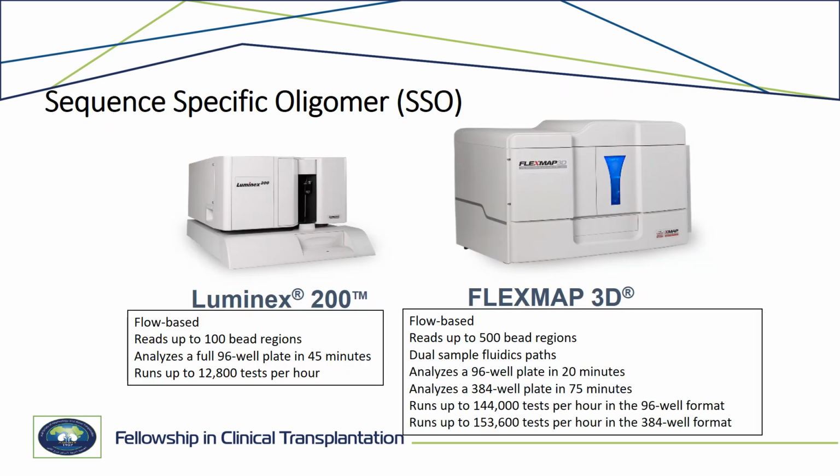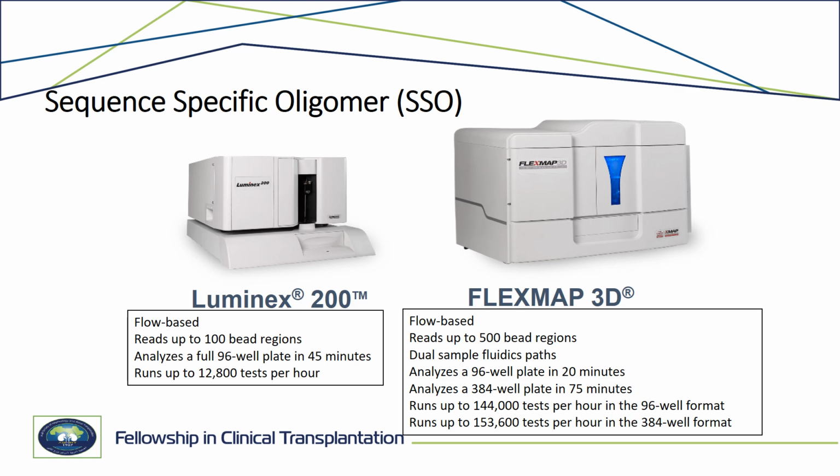So the first method of HLA typing by molecular method is the sequence-specific oligomer, and we will get into much more detail in the next few slides. This is just a picture of the machine that we use in the lab for doing this method of HLA typing. There are two common machines. One of them is the Luminex 200 and the other one is called the FlexMap 3D. Both of them are micro flow cytometers.